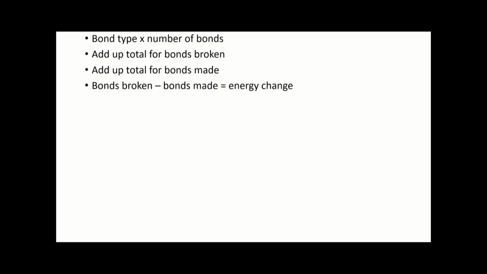So to summarize, take the bond type, substitute the number for that bond type, and multiply it by the number of bonds. Add up the total for all of the different types of bonds that you've broken. Add up the total separately for the number of bonds that you made, and then take bonds broken minus bonds made, and that will give you the energy change.